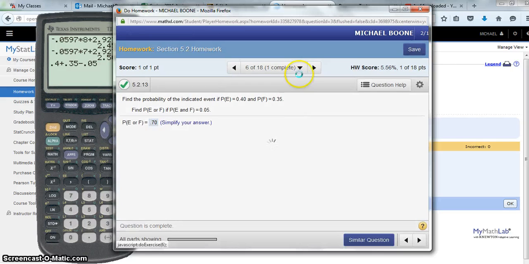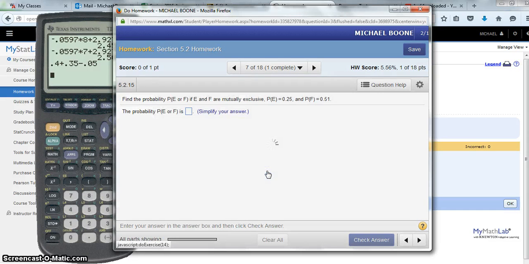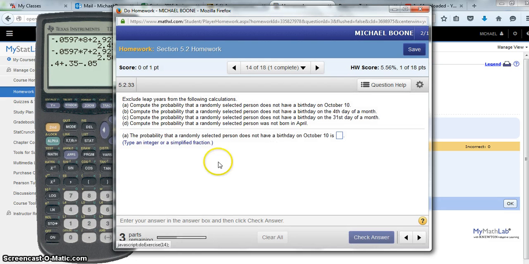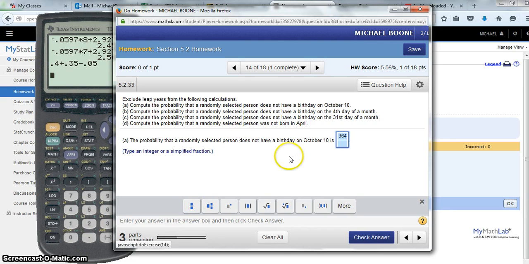Another question to look at in section 2 is number 14. So looking at these different probabilities, compute the probability that a randomly selected person does not have a birthday on October 10th. Well, there is a lot of people that do not have a birthday on October 10th. If there's 365 days in a year, so excluding leap years, that's 364 people out of 365. A fraction. Let's type a fraction.